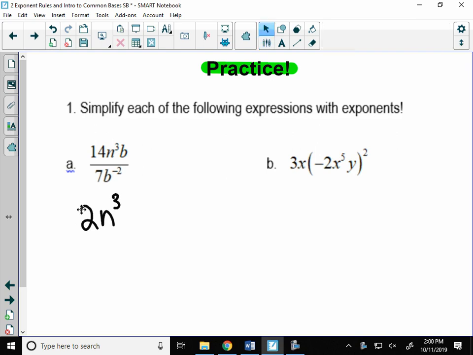When I have a fraction, we are subtracting exponents. I'll have a 1 minus negative 2, which is 3. So that's actually your final answer, 2n to the third, b cubed.